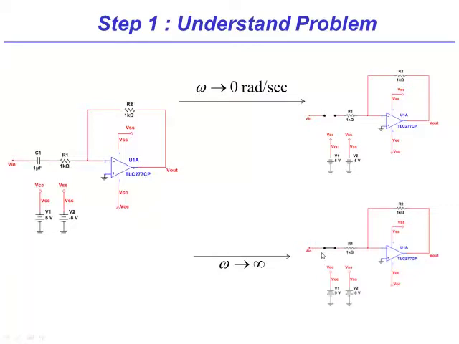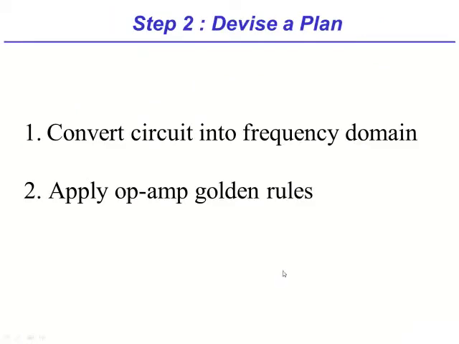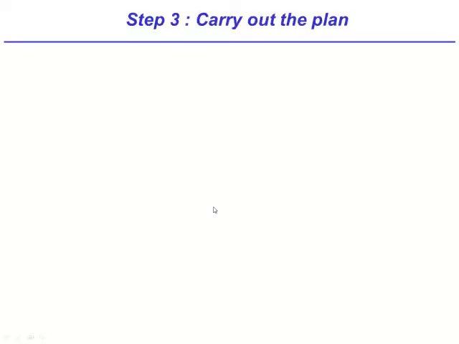Exactly. So, the moral of the story is before you begin any frequency analysis problem, it will be extremely useful and intuitively helpful to quickly check circuit behavior at DC and at very high frequency. Now that we have an idea of what the circuit does, don't we simply convert the circuit into the frequency domain and just use the op-amp golden rules in the frequency domain? Yep. So go ahead and finish that derivation.